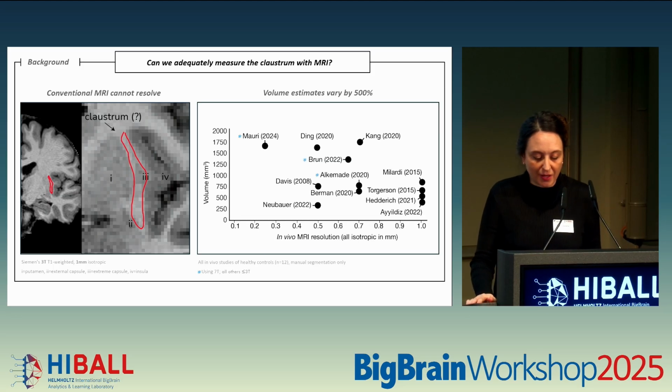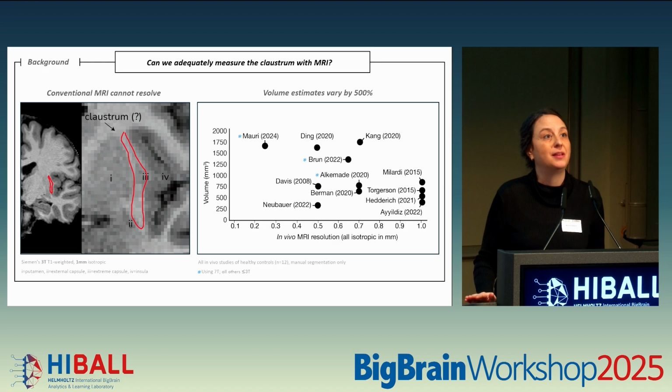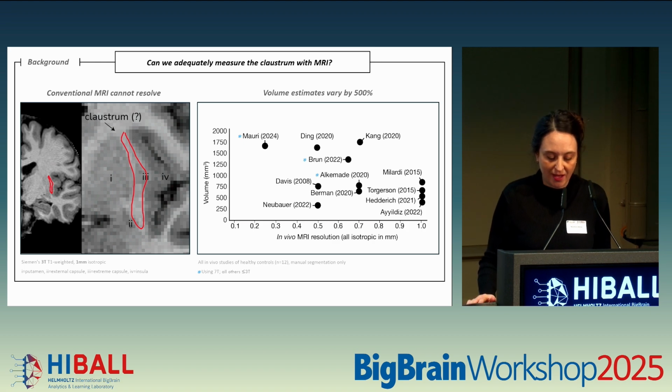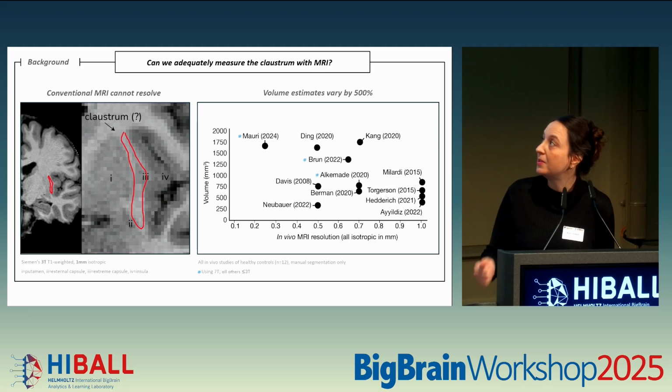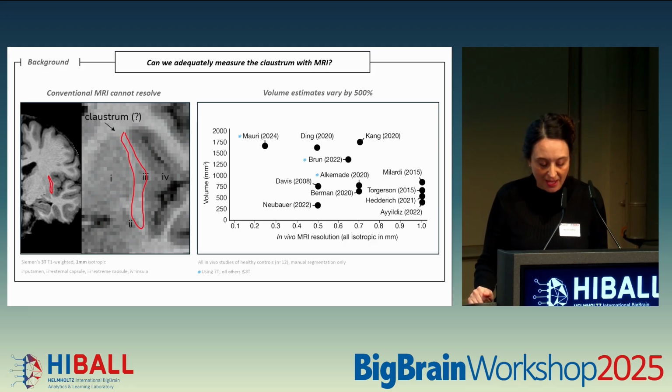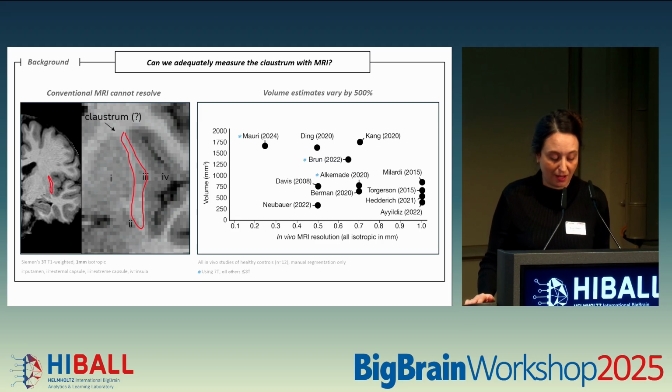But nonetheless, a small set of studies have actually measured the claustrum in vivo thus far with MRI, including some at sub-millimeter resolution along the x-axis, and also a few with ultra-high field, which I've indicated with the blue asterisks. And just 12 of these papers report volume estimates that you can see along the y-axis.